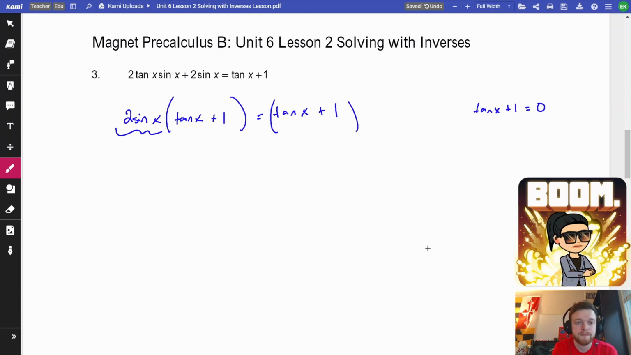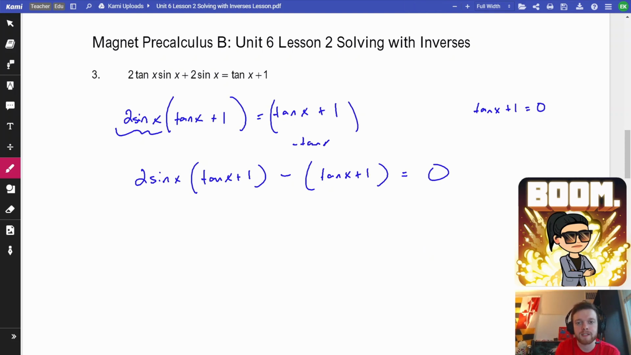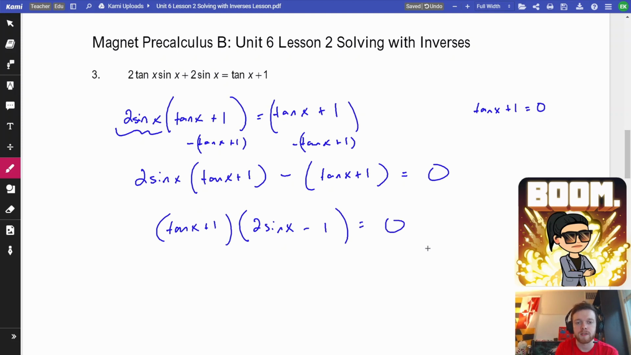Here's the better way to do it. We've done this before, actually. 2 sine x times tan x plus 1 minus tan x plus 1 is equal to 0. Subtract this tan x plus 1 on both sides. Because now I can factor again. 2 sine x, actually let me do it this way. Tan x plus 1 times 2 sine x minus 1 is equal to 0.